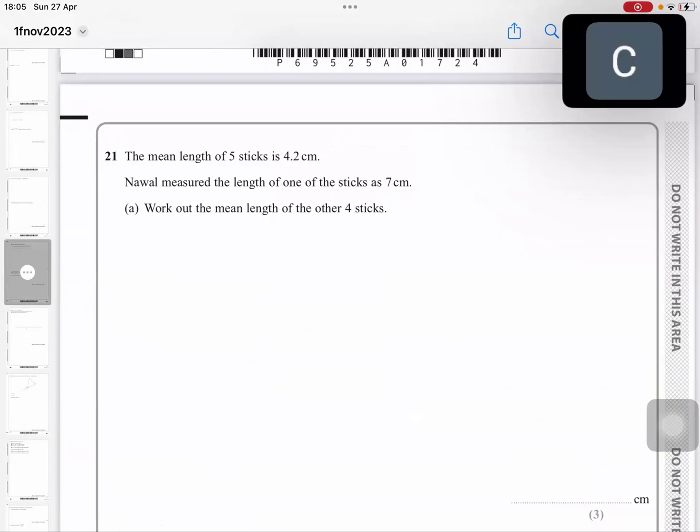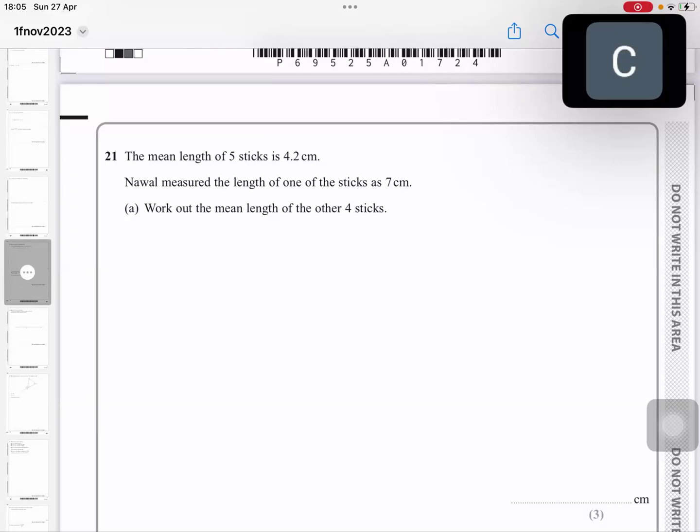Question 21 says the mean length of 5 sticks is 4.2 centimeters. Now, someone measured the length of one of the sticks as 7 centimeters. Work out the mean length of the other 4 sticks. Okay. So this is one of those questions on average that could be tricky, but if you know your way around it, it won't be so tricky.